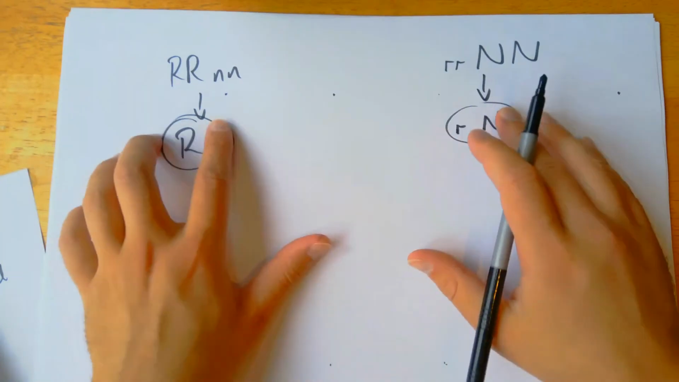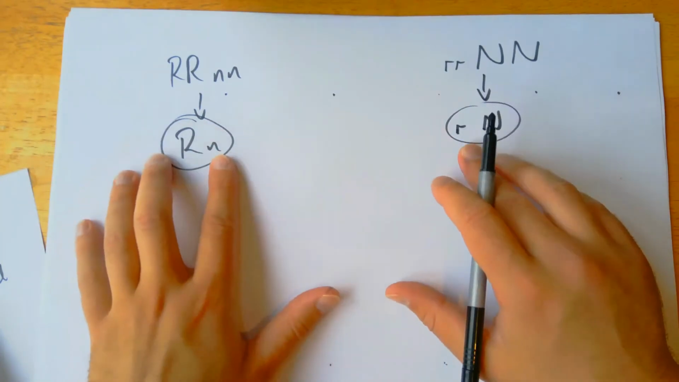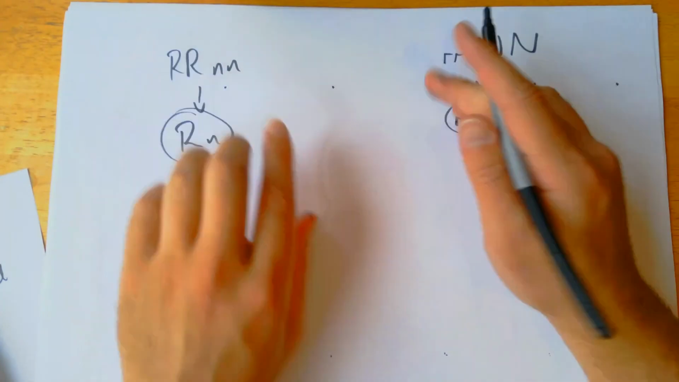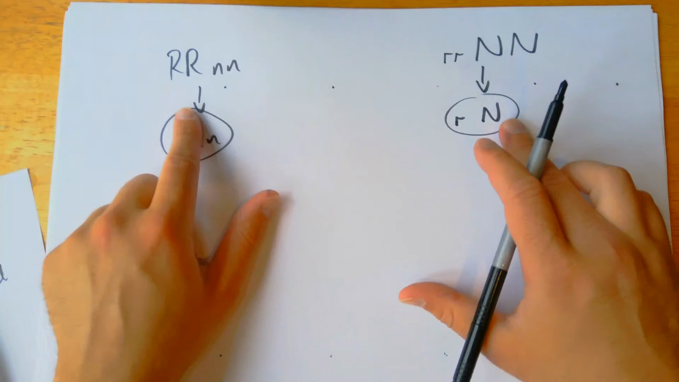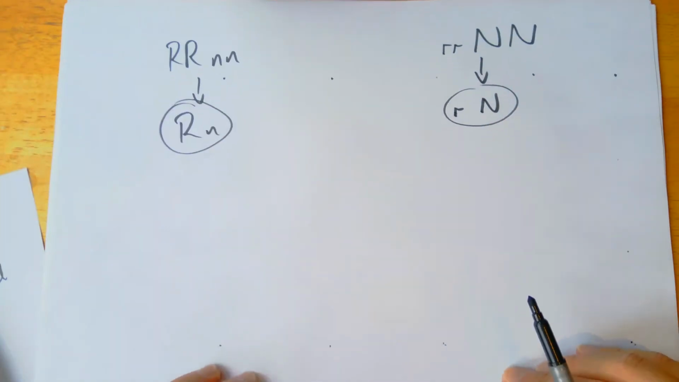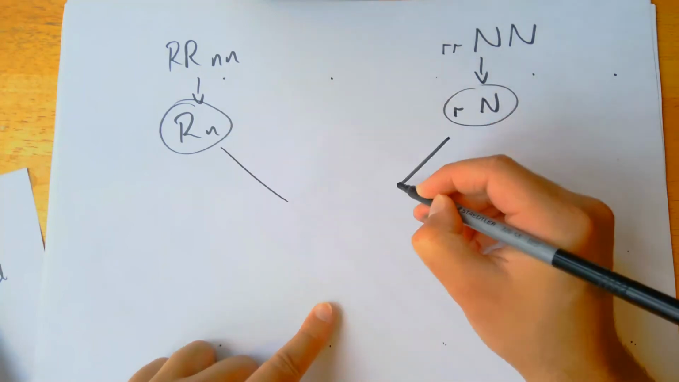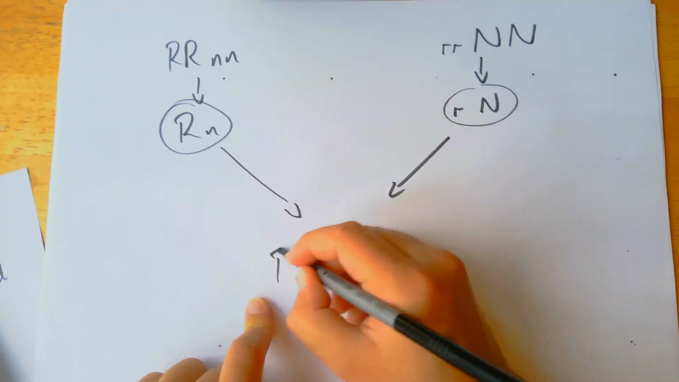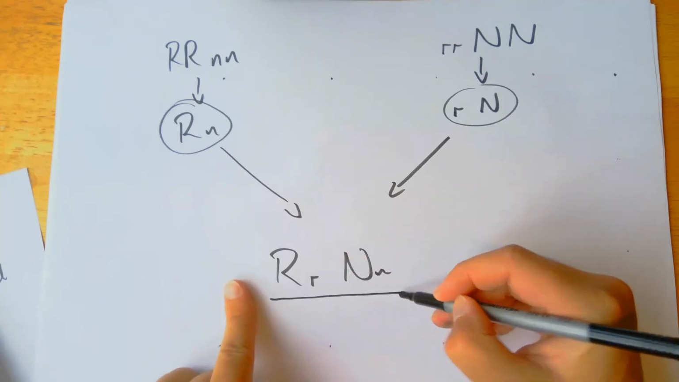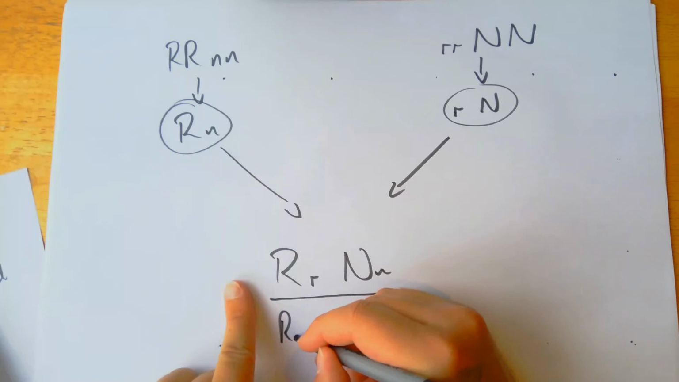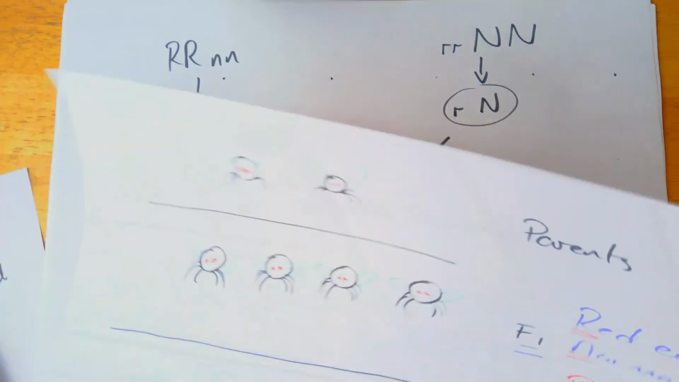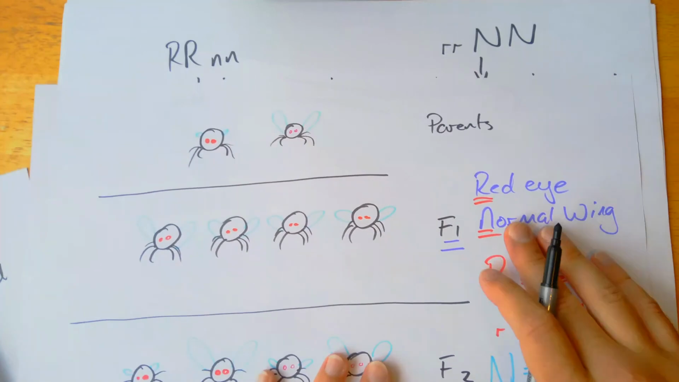Why are they circled together? Because both these alleles are going to be in the haploid gamete. So that's one gamete and that's another. We're not going to put two circles around them because these two alleles will be found in the same gamete. What will the offspring of these two look like? Big R, little r, big N, little n. That will be our red-eyed, normal-winged F1 generation.